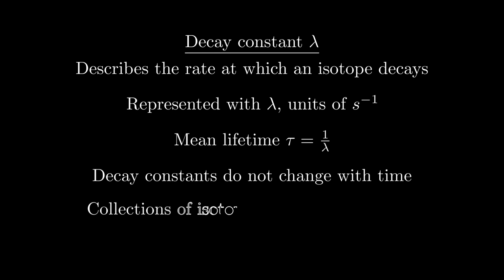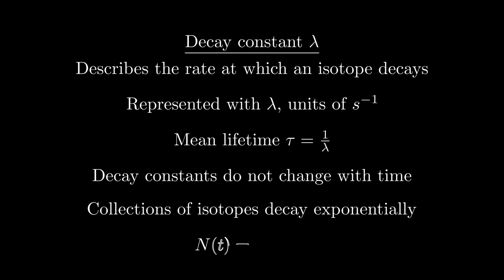As is the case with any Poisson process, if the number of participants in the process grows large enough, we can use exponential decay to model how the participants change state over time. So if we have a collection of an isotope with an initial population of N sub naught, the population N of t evolves over time through the following exponential decay relationship. This is the solution for the following differential equation, which governs how isotope populations change over time due to decay. dN over dt equals negative lambda N of t.